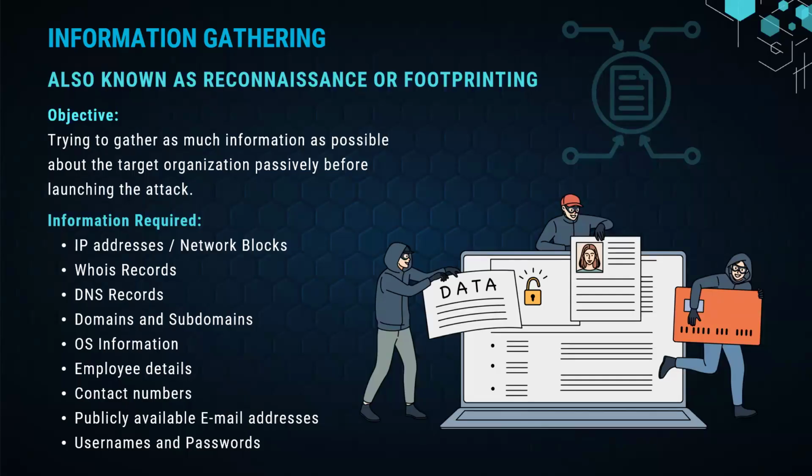You need to find information such as IP addresses, network blocks, which are the group of IPs given to that organization, WHOIS records, DNS records, domains and subdomains of the organization, operating system information: what OS are they using on their servers or in their internal organization, on the client employee desktops? Are they using Windows or Linux operating systems? Employee details, contact numbers of the employees, email addresses, usernames and passwords of those employees which might have been leaked online in data breaches, and a lot more information.